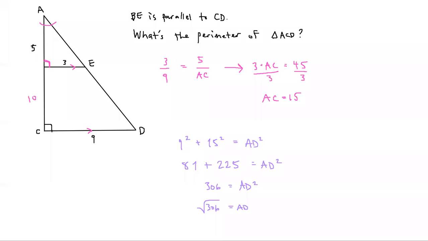306 is not a perfect square, but since the question is only asking for the perimeter to the nearest tenth of a unit, to find the perimeter, we can simply say that it is the sum of 9, 15, and the square root of 306, whatever that may be.